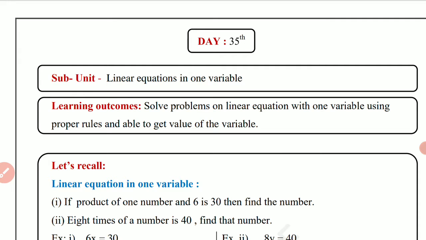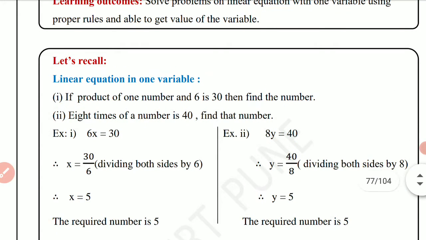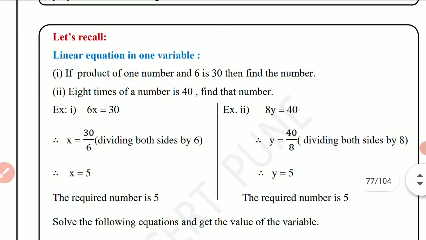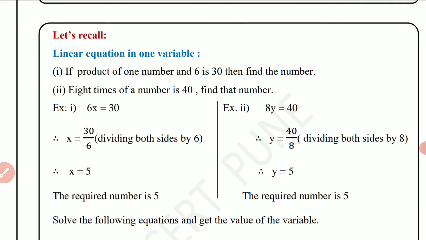Let us recall some points. Linear equation in one variable. If the product of one number and 6 is 30, then find the number. Second example, 8 times a number is 40. Find the number. See the solution of these two problems.